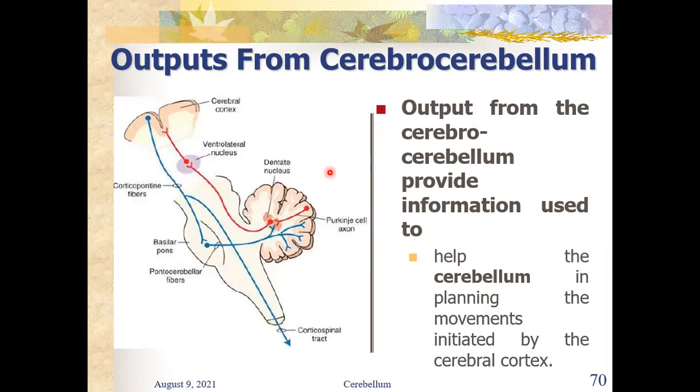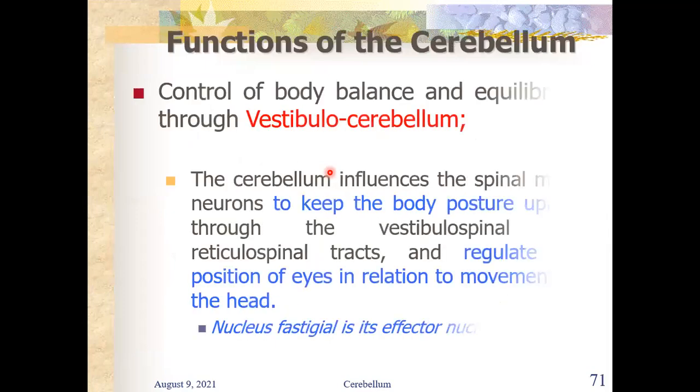So it also provides information used to help the cerebellum in planning. Remember, the cerebellum plays a role in planning of movement with the cerebral cortex. So that pathway is there to help. The cerebellar pathway is there to help in planning the movements that have been initiated by the cerebral cortex.